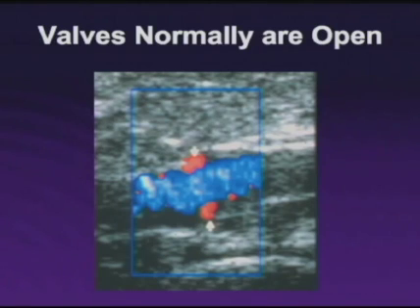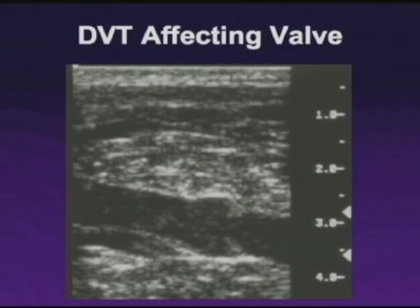Now we need to remember that valves, when left to their own devices, will stay normally open. So when we're looking for reflux, we need to prove that the valve actually closes. We need to create enough back pressure so that the valve would normally close, and then when we see abnormal retrograde flow through the vein, that indicates reflux. So we cannot just look at the leg in supine position and determine whether or not reflux is present.